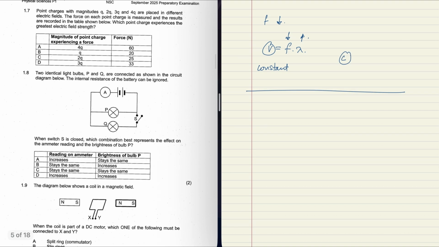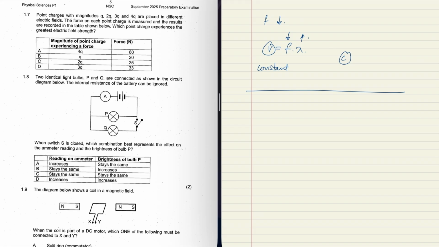Question 1.7. Point charges with magnitude Q, 2Q, 3Q, and 4Q are placed in different electric fields. The force on each point charge is measured, and the results are recorded in the table shown below. Which point charge experiences the greatest electric field strength? So to calculate electric field strength, E is equal to F divided by Q. So all we need to do is go through each option, divide the force by the charge.